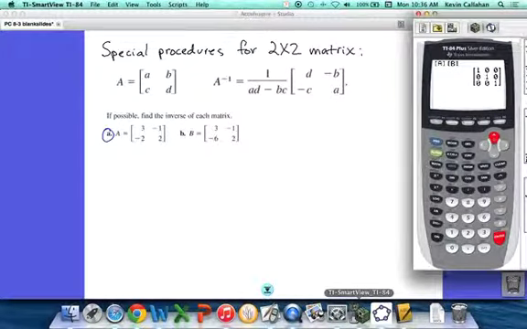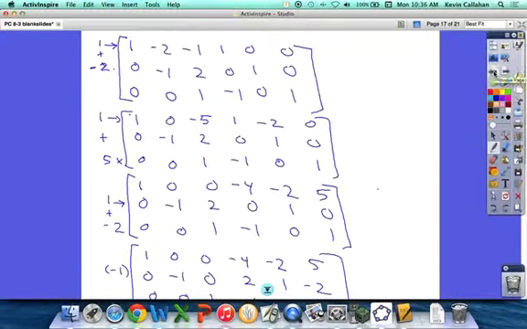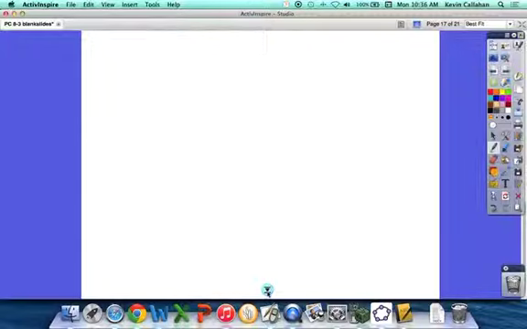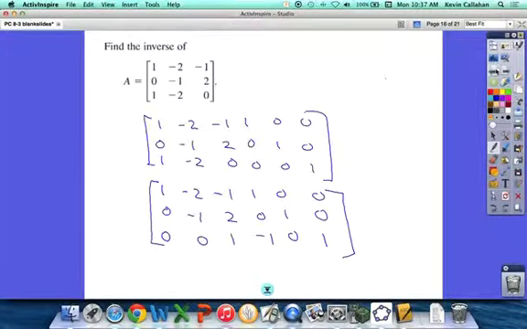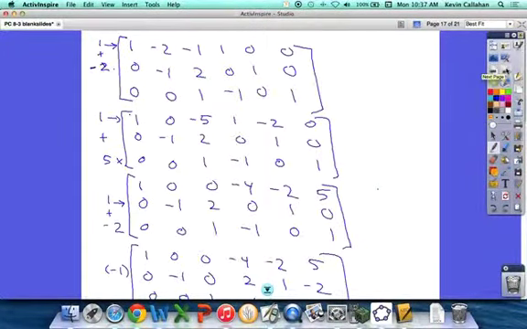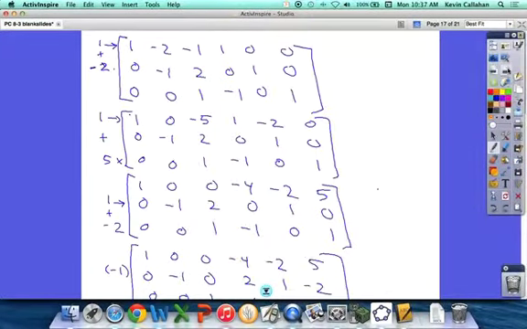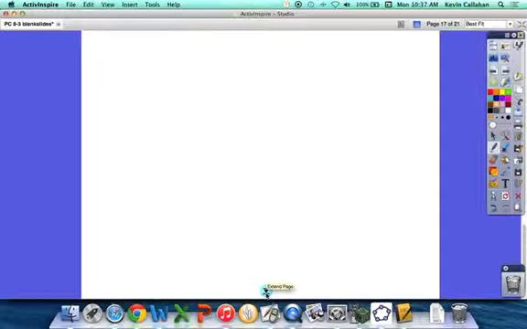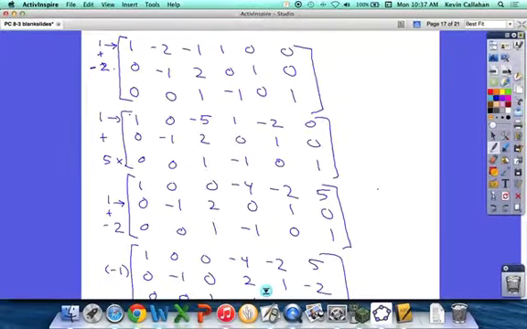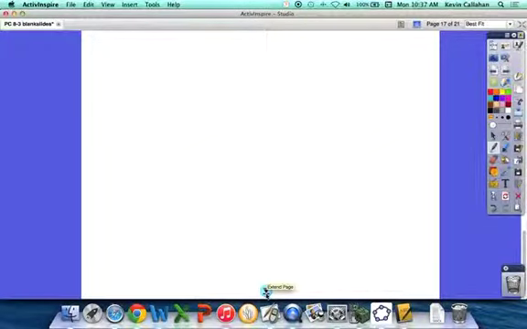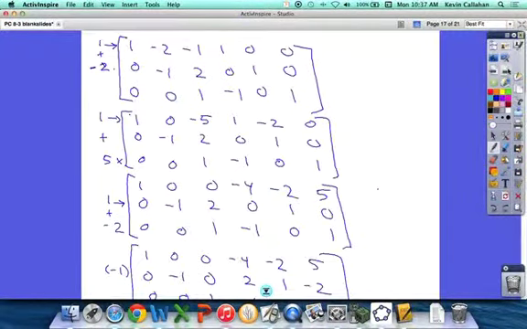If you want to know what the inverse matrix of our A is, what did I just do? I just went way too far down. Come on. I don't know why it's doing that. Doesn't like it. It doesn't matter.